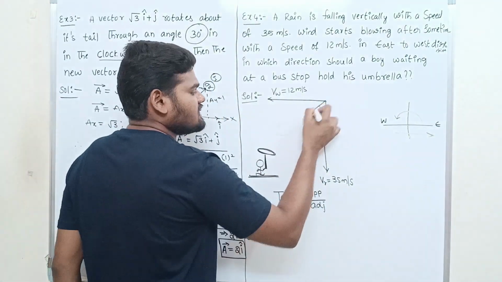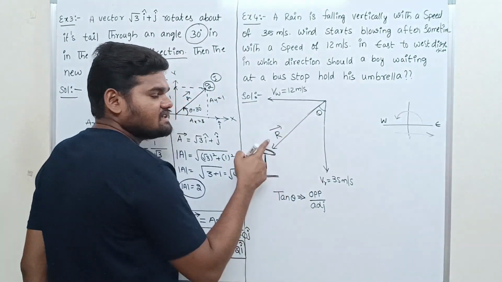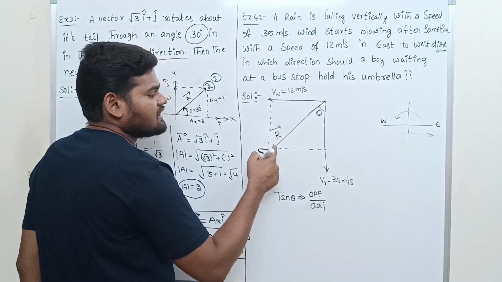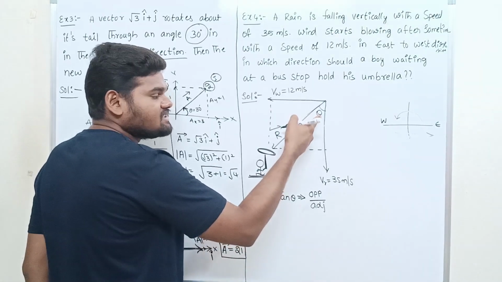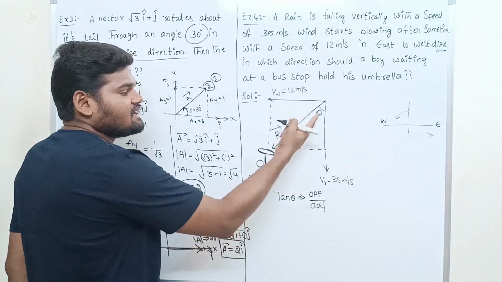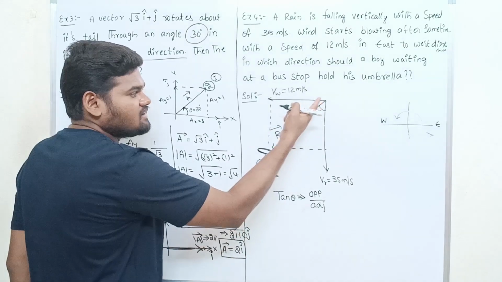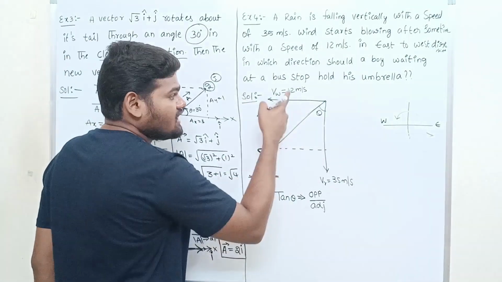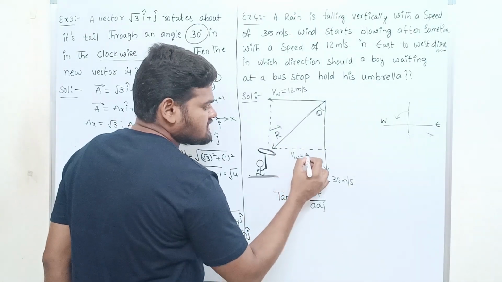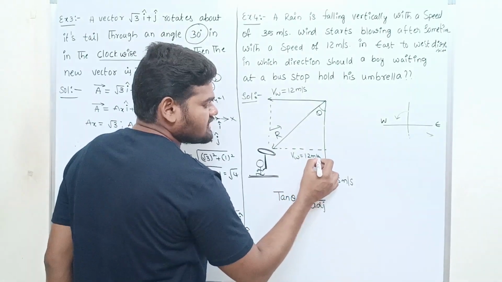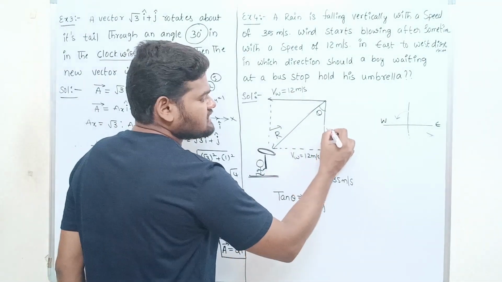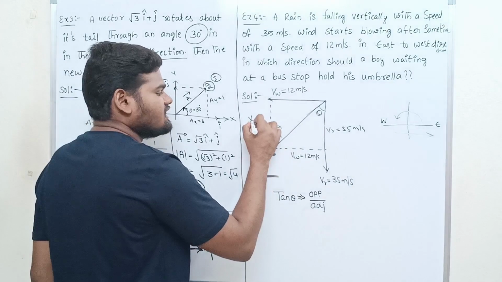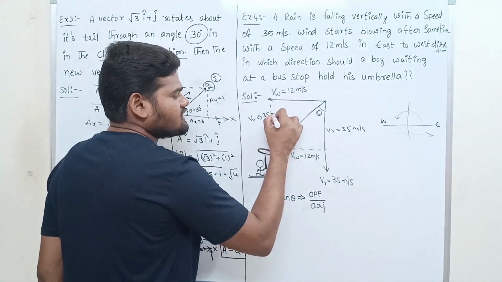Have a look. This is the resultant vector r bar. According to the parallelogram law, if you draw the two perpendicular lines, the side which is opposite to the angle theta is 12 meter per second, and it is a rectangle. In a rectangle, two opposite sides are the same. If this is 12, then VW is equal to 12 meter per second. And VR is how much now? 35 meter per second.